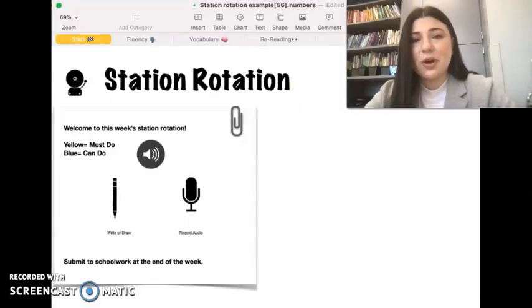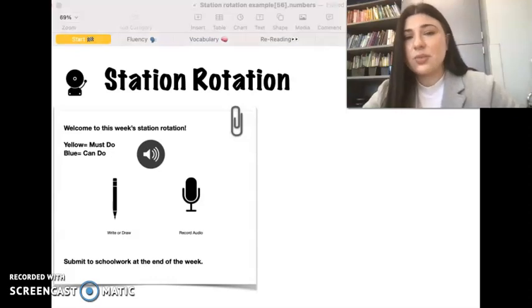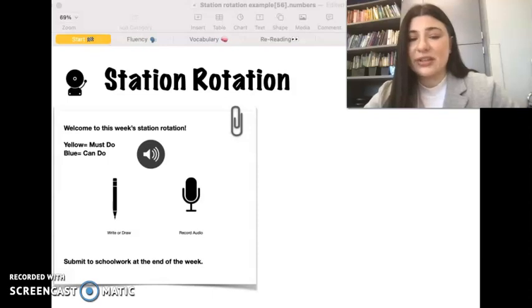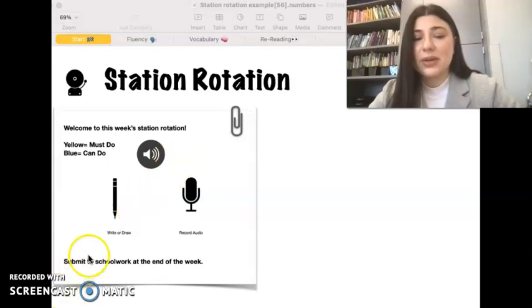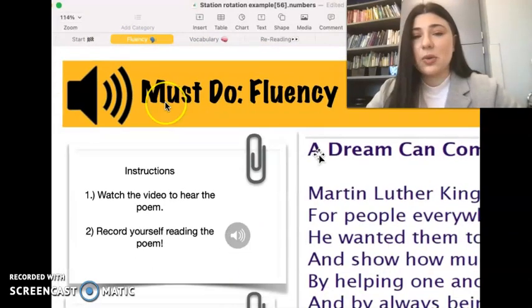So this is what we call in my classroom station rotation. It's essentially literacy centers to review whatever standards and skills we've been working on in our core literacy time. Each station will start with a direction page just to refresh students on what they need to do and remind them that they may have to write or draw, they may have to record their voice, and they will always have to submit to Schoolwork at the end of the session, end of the week, whatever it happens to be during that time. So one of the stations is typically always fluency.